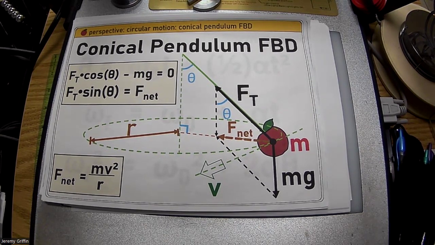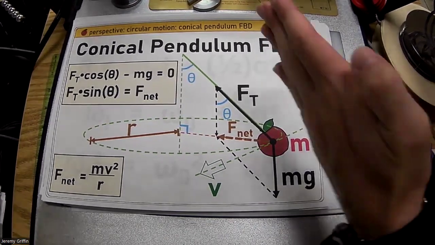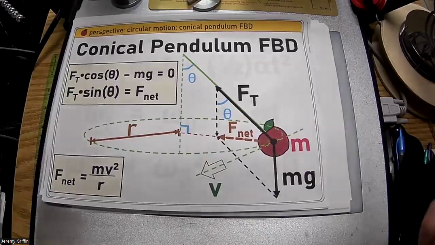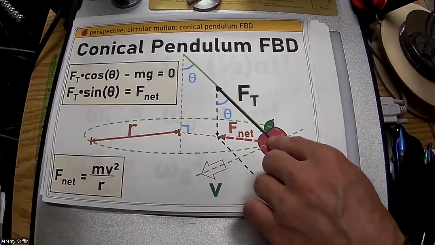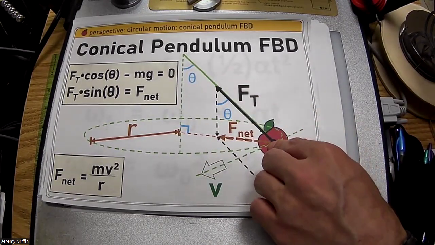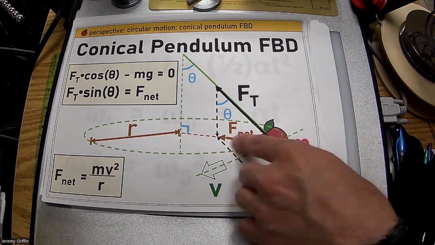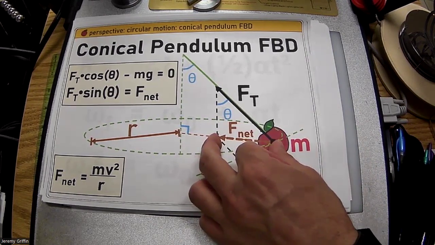Now, if you want to do extra analysis, you're going to have to introduce a Cartesian system and align these vectors. Usually the Cartesian system is simply aligned to the gravity field, straight vertical and straight horizontal, in which case you'd break this tension into components. The inward pulling component would act as the centripetal force. Notice I have it labeled net force.